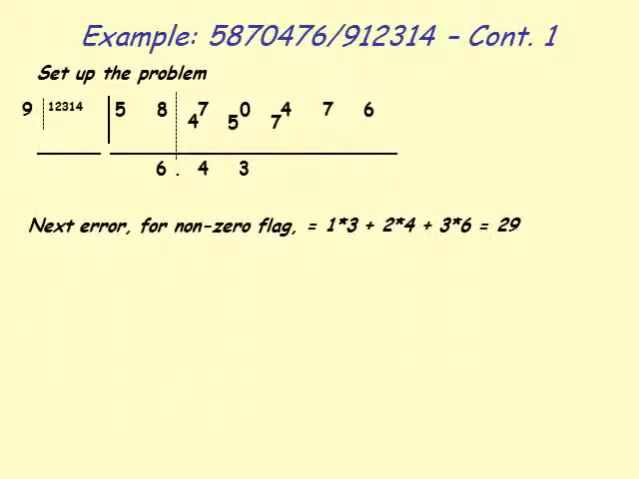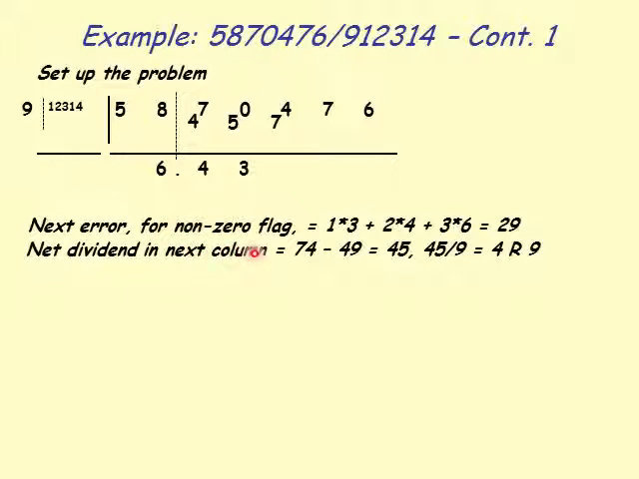Okay, we had computed error of 29 for the next column. So the next net dividend in the next column is 74 minus 29, which is 45, and 45 divided by 9 is 5, remainder 0, but we will use 4, remainder 9. That's my altered remainder. That makes sure that for the next digit in the next column we are still working with a positive net dividend. Let's continue here. The 4, remainder 9.